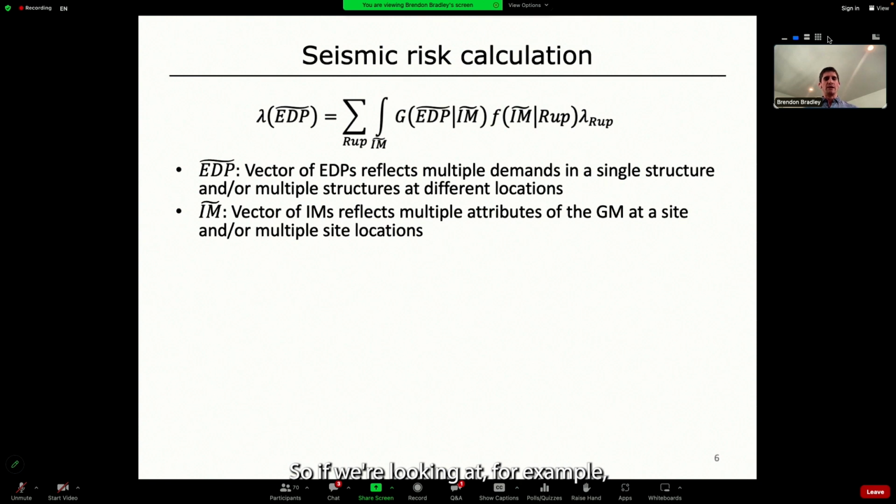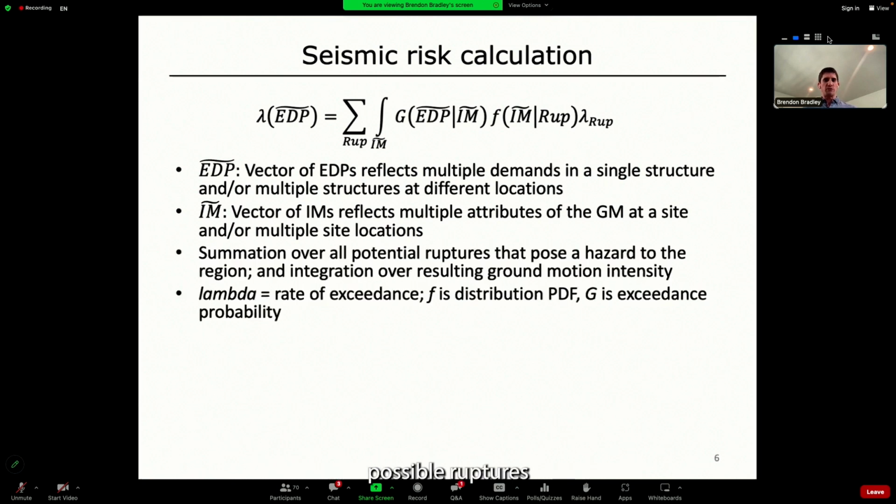So if we're looking at, for example, regional risk analysis of the San Francisco Bay Area, that would be demands at different locations of structures in the area. The vector of intensity measures, again reflecting multiple attributes, either of the ground motion at the site, such as response spectra at different periods, duration, RES intensity, etc., and or representing multiple site locations. Again, in the regional risk context, that could be spectral acceleration at all the different locations in the Bay Area. And then we have summation over all possible ruptures if we're doing PSHA, the rate at which those ruptures occur, and integration over the different levels of ground motion intensity as part of that calculation for risk.